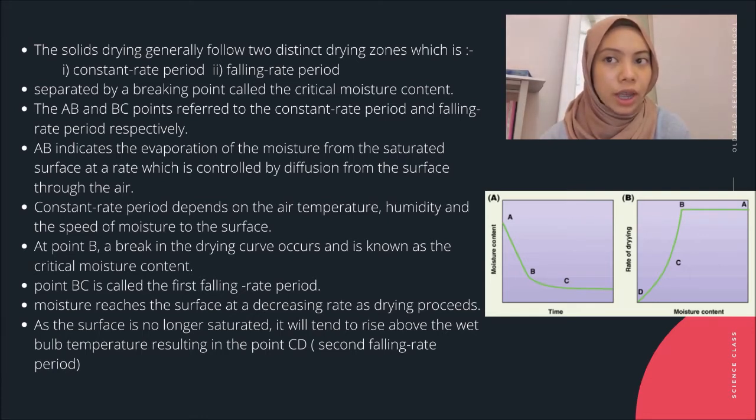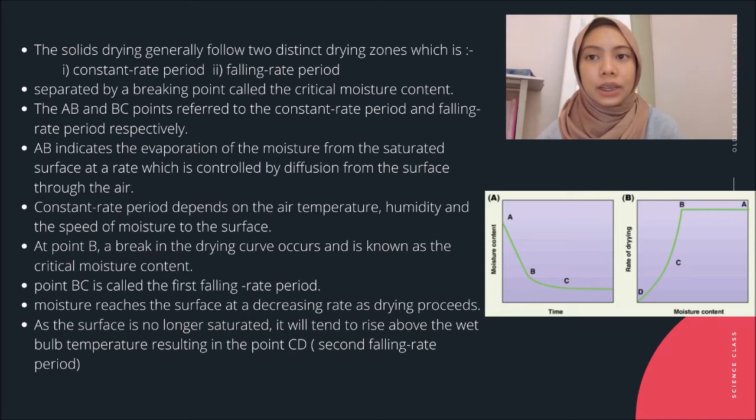So if we see graph A, point AB is referred to the constant rate period and point BC is referred to the falling rate period. Point AB indicates the evaporation of the moisture from the saturated surface at a rate which is controlled by diffusion from the surface through the air. Other than that, the liquid transported to the surface also must be at a rate sufficient in order to maintain the saturation during the constant rate period.